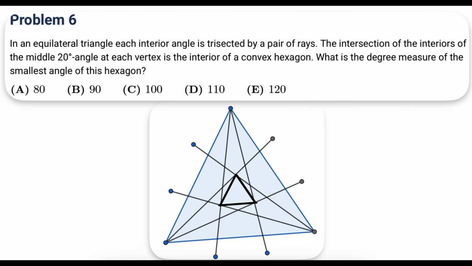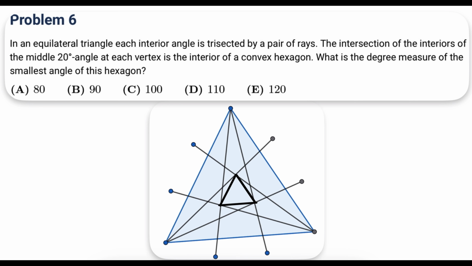We'll tackle problem 6. In an equilateral triangle, each interior angle is trisected by a pair of rays. The intersection of the interiors of the middle 20 degrees angle at each vertex is the interior of a convex hexagon. What is the degree measure of the smallest angle of this hexagon?